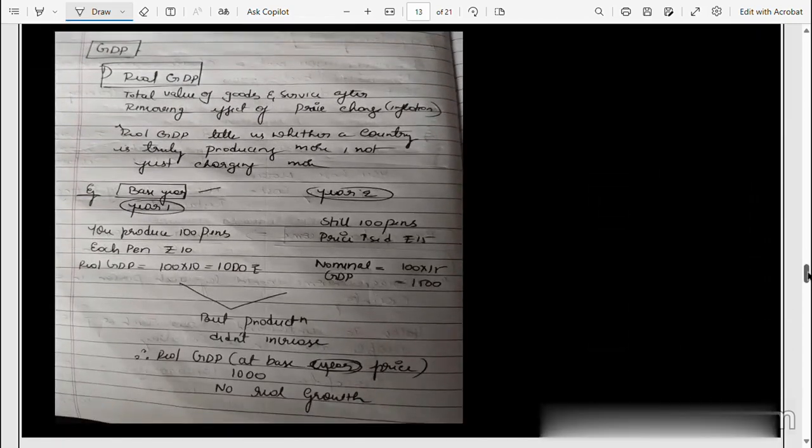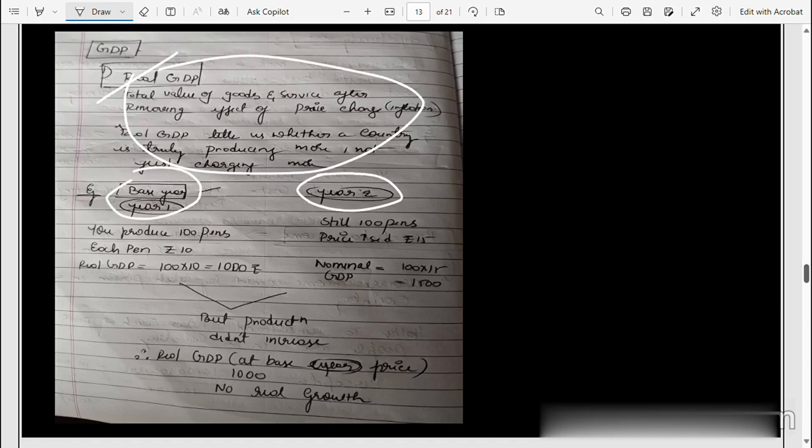Now there are types of GDP, the gross domestic product. The first one is the real GDP. Now what is real GDP? It is the total value of goods and services after removing the effect of price change. Real GDP tells us whether a country is truly producing more or not, or whether they are just charging more for the products. Let us understand through an example, it will be easy. Imagine year one as the base year, and also consider year two.